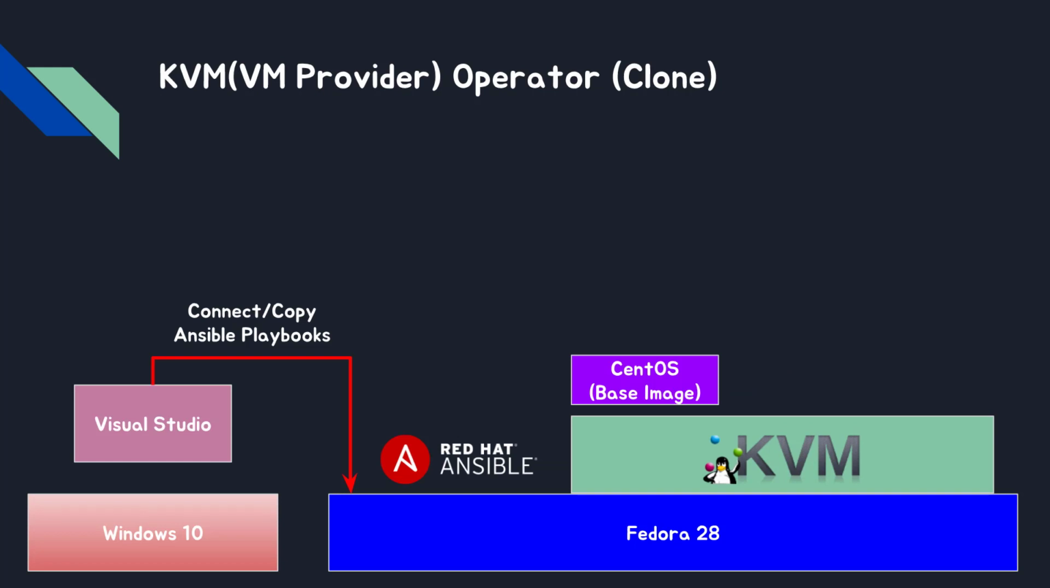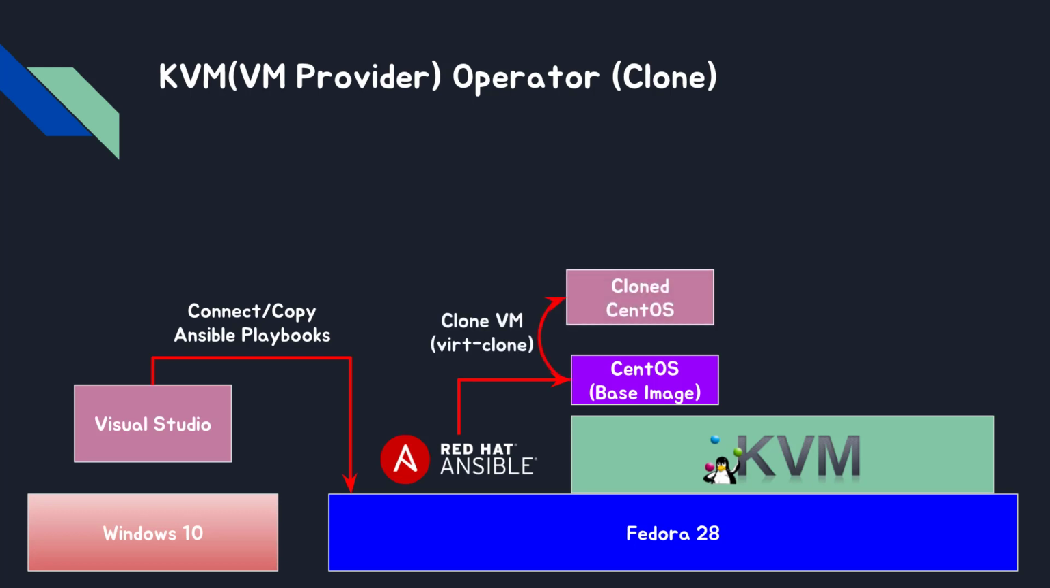Then we will do some KVM operations. The first thing is clone. The Ansible playbook gets the CentOS as a base image and it will clone. So we have a cloned CentOS. The storage of the cloned CentOS is a little bit bigger than the base image, because the base image is using just 8 GB for root, but 8 GB is really small. I'm going to increase it to 20 GB.